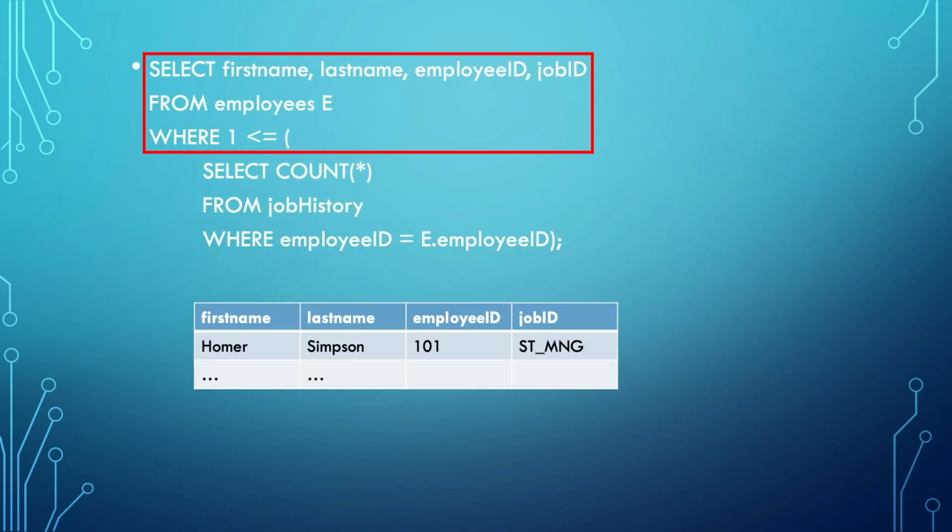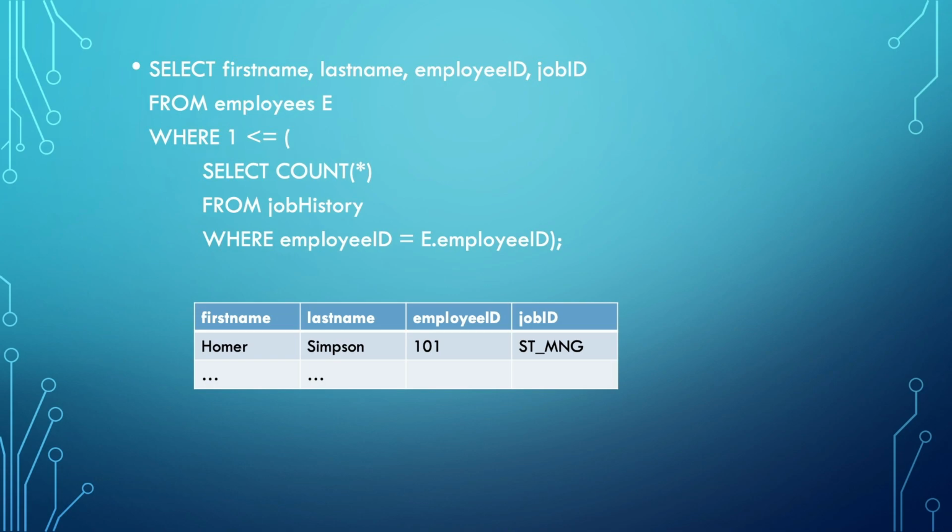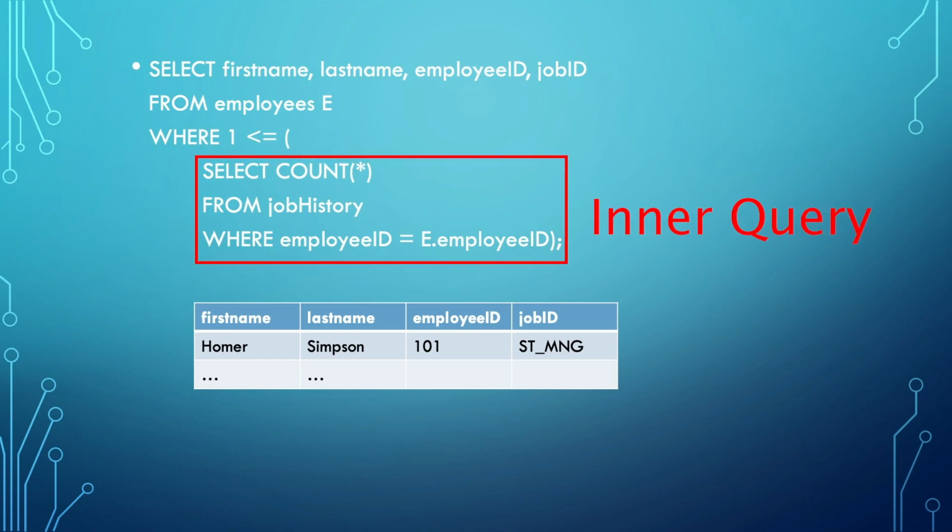This is the outer query. Select the first name, last name, employee ID, job ID from employees E. E is a reference name to this table and is used inside of the inner query here. So select count from job history where employee ID is the same in the reference table E.